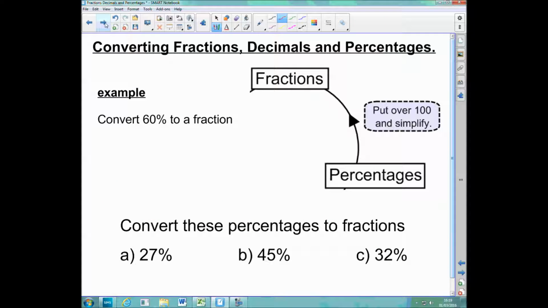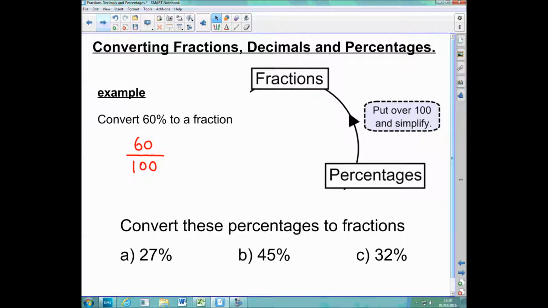Okay, so the next thing we're going to look at is changing percentages to fractions. Now, we do this by putting the percentage over 100 and then simplifying. So what do I mean by that? Well, in the example, I want to convert 60% to a fraction. So I'm going to take the 60 and write it as a fraction over 100. So I've got a fraction there, 60 over 100. Usually the questions will ask you to convert it into a fraction in its simplest form. So you will get a mark for this, but you want to make sure that you're simplifying it where you can.